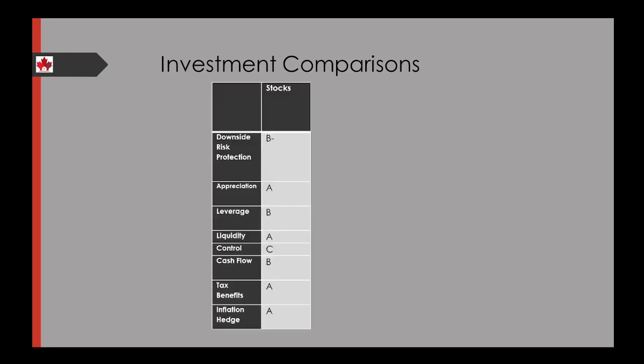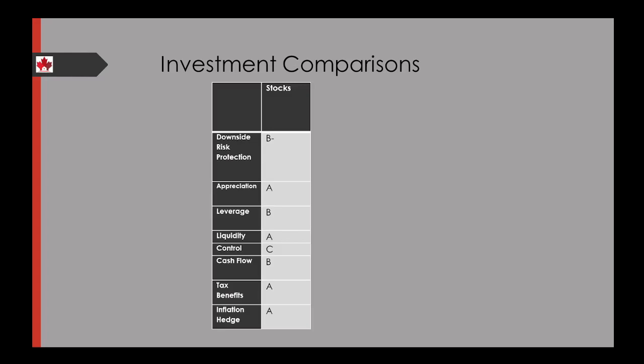Investment comparisons. I think this is my favorite slide out of the entire course, where we compare the different types of investments and I give them a letter grade. So A is very good and F is very bad. We'll look at them in several different ways.